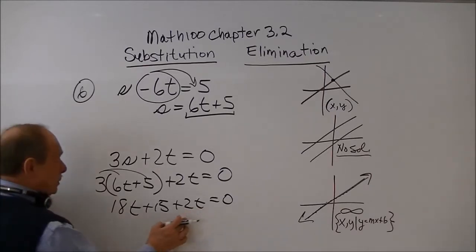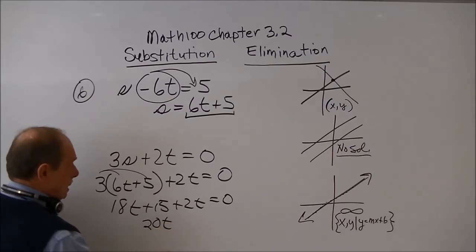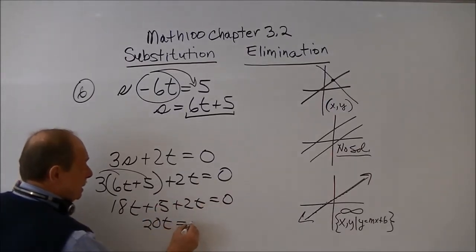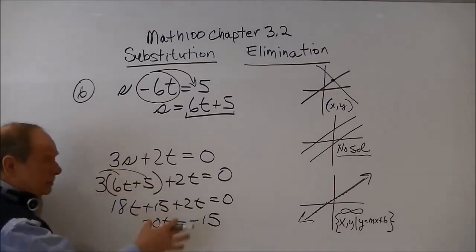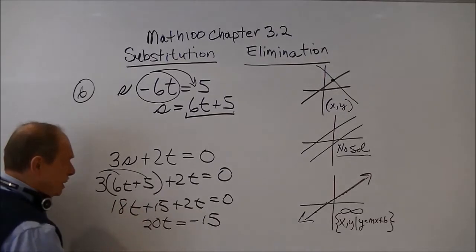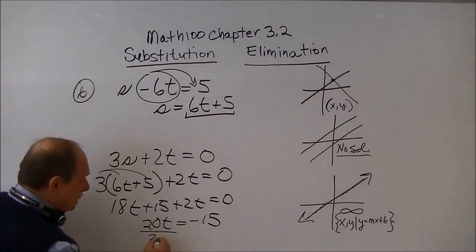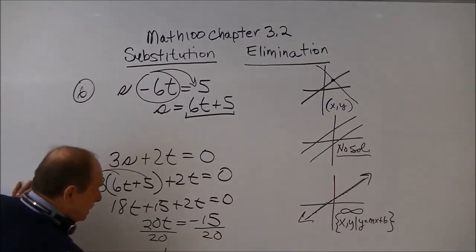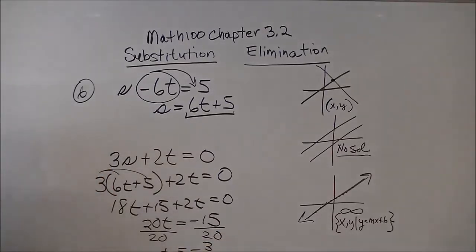We group like terms. That gives us a 20t. I'm going to transpose the 15 to the other side. That gives me a negative 15. And again, we're using lots of techniques from previous chapters. Now we're going to divide both sides by 20. I get t equals a negative 3/4.